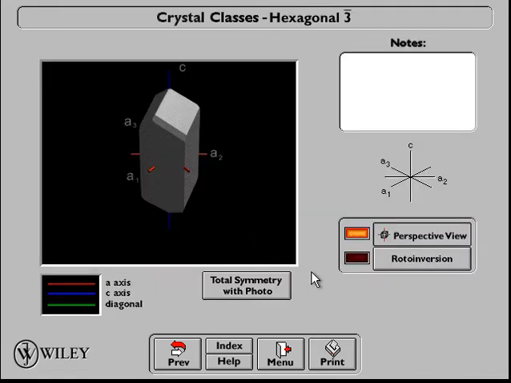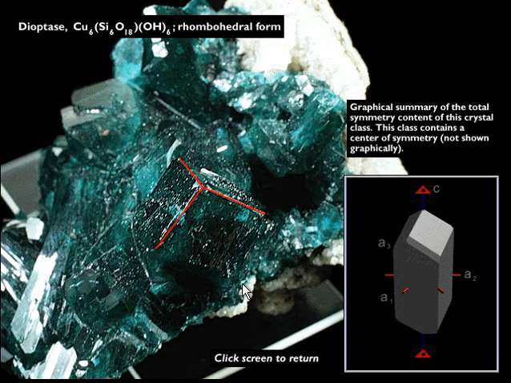We are dealing here with a hexagonal crystal with a 3-fold inverse rotation axis, 3 over. At first we will start with the total symmetry with a photo. Here we have the dioptase. It is a copper silica oxide with 6 OH groups, and it has a rhomboedral form.